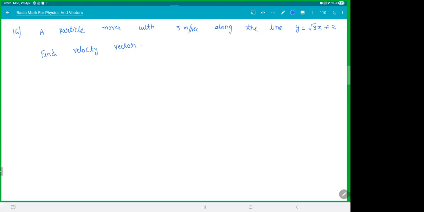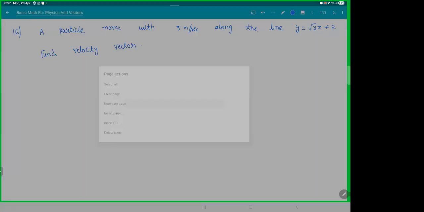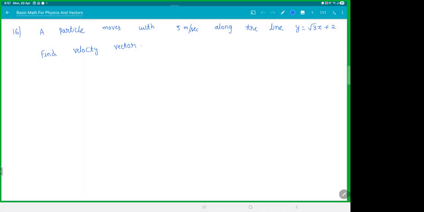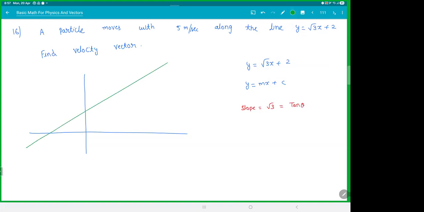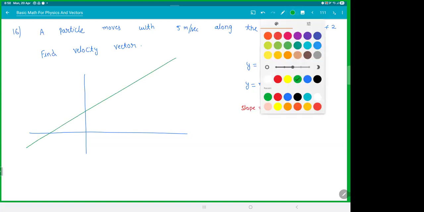Okay, so again, let's see the picture. It looks scary. Why is there a root 3x plus 2 line? How are you relating a line to a vector? But everyone knows this much, right? The line equation y is equal to root 3x plus 2 looks like y is equal to mx plus c, where m is the slope. Everyone knows that, right? So here the slope is root 3. And what is slope? Tan theta. And theta is the angle made with the horizontal. That means your line is making an angle, and theta is 60 degrees.